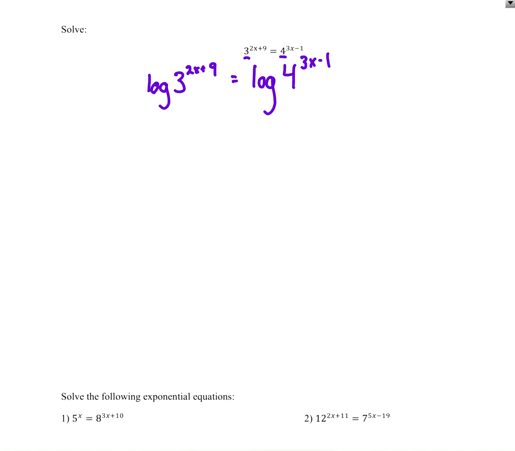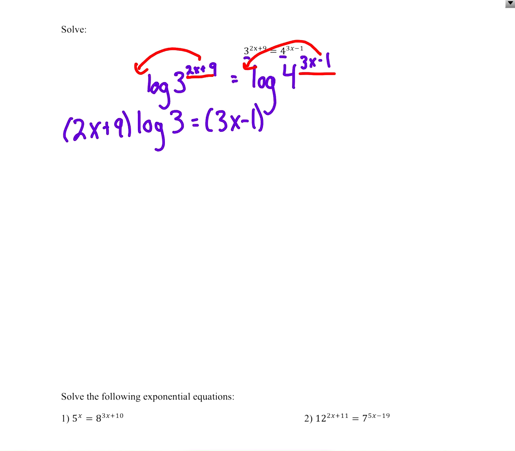But why do we choose to log both sides? What does that allow us to do? It allows us to take the exponent, which is 2x plus 9 here, and 3x minus 1, and write it as the coefficient in front of the logs. So now I can rewrite this as (2x + 9) times log of 3 equals (3x - 1) times log of 4.